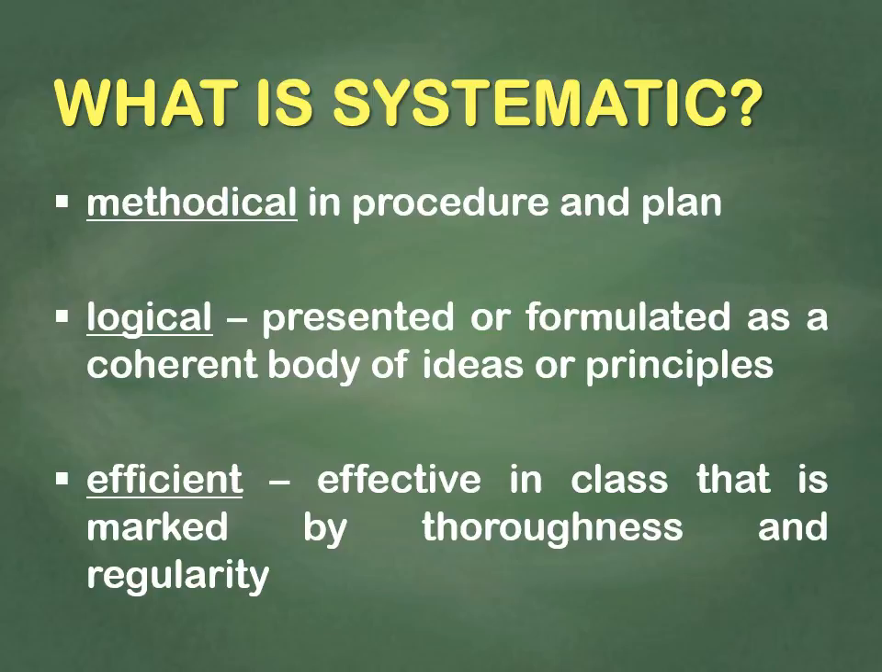But first, let us know what is systematic. We can say that something is systematic if it is methodical in procedure and plan, meaning it is done according to an established form of procedure and plan. Logical, presented or formulated as a coherent body of ideas or principles. And efficient, effective in class that is marked by thoroughness and regularity.